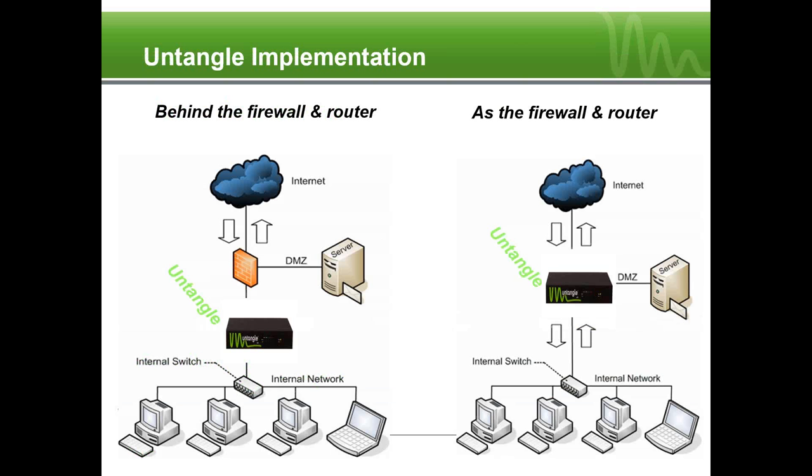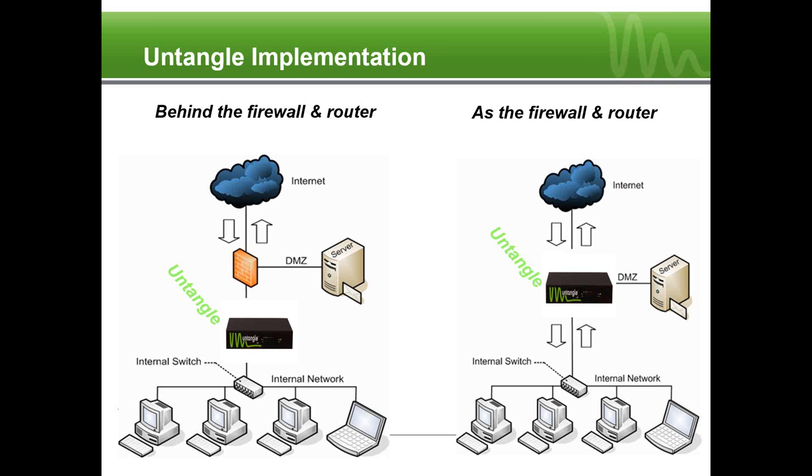Let me jump to the next slide. So essentially, Untangle is a router firewall or a transparent bridge on a network. And typically, you would put us in these two different scenarios. A lot of people, as you can see on the left, already have a router firewall in place. And so Untangle is a next-generation firewall that allows you the ability to insert it behind an existing router firewall in a transparent bridge mode.